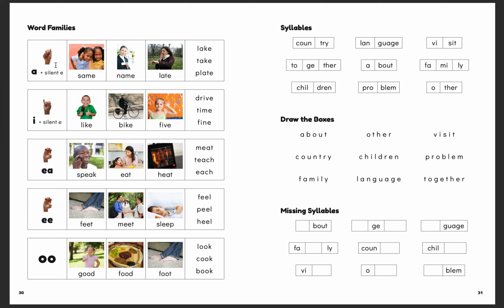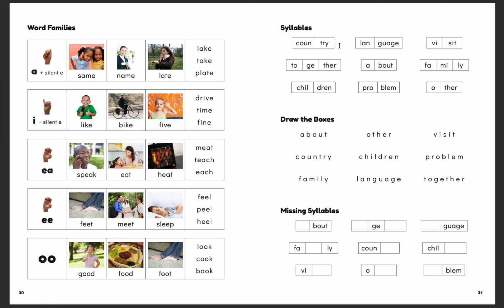So you can use the hand gesture if you'd like to teach a sound, and then have the student read the words with you, probably read them first, and then have your students repeat them, and then have them try reading the words to the right on their own with this spelling pattern that you just taught them. And you can go through all of the word families.